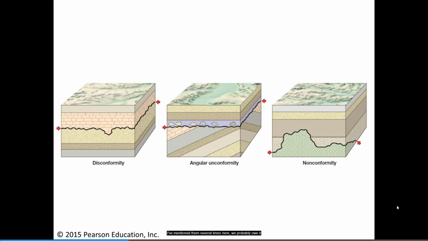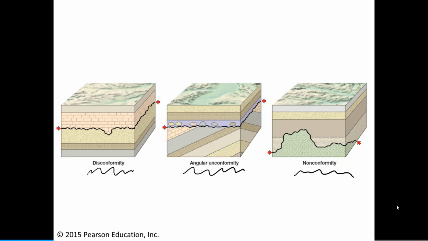So these unconformities, I've mentioned them several times here. We probably owe it to ourselves to take a closer look at them. There are three kinds of unconformities that you need to know about: disconformities, angular unconformities, and nonconformities. And here's the difference between them. Well, actually, let's start off with what's in common to all three of them, and that is that all three of them have an erosional surface. This is a period of time that went by when rock was being removed at this site from the rock record, or at least it wasn't being deposited.